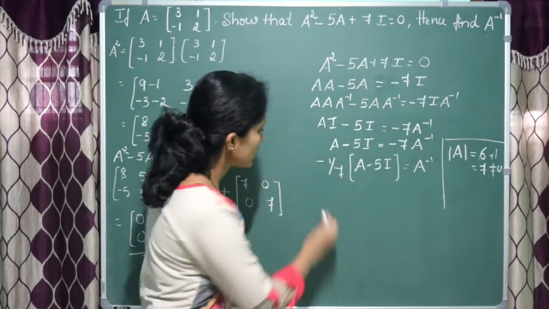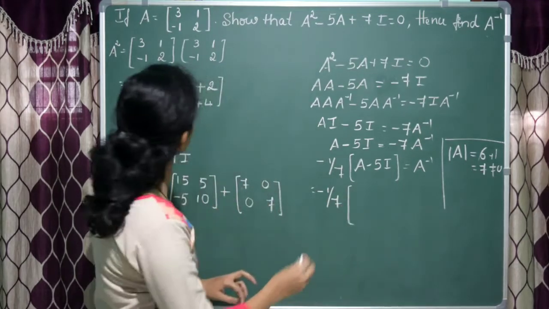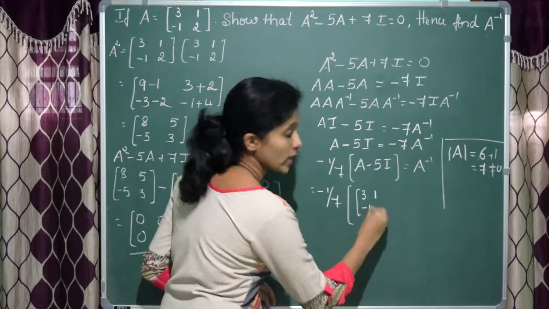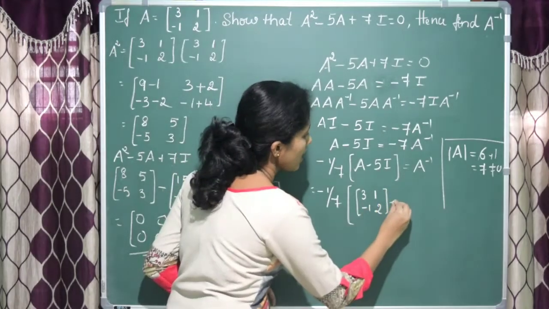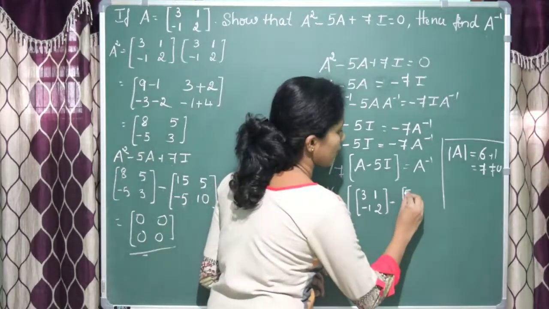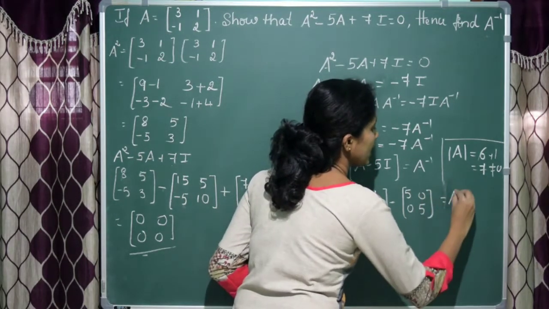Now we will find this one. So this is equal to minus 1 by 7 into matrix A. What is here now? 3, 1. We will substitute this 3, 1 and minus 1, 2. So this is the matrix A, minus 5 into I. The identity matrix is multiplied with 5, so this will be 5, 0, 0, 5. So this is equal to A inverse.